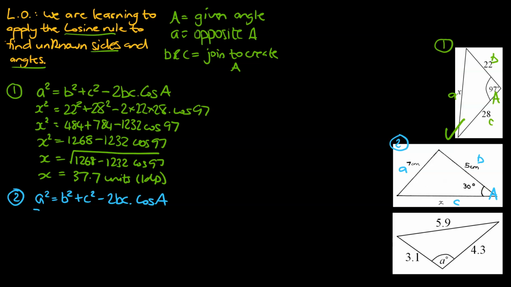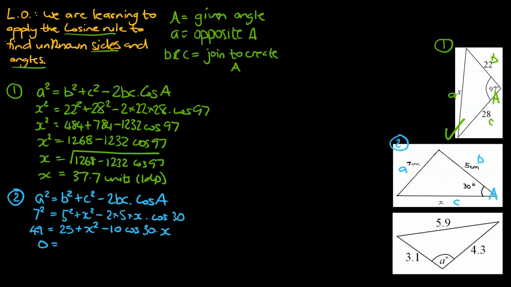Let's start. Similar process, start by substituting. So 7 squared will be equal to 5 squared plus x squared minus 2 times 5 times x times cos big A, which is 30 degrees. We then start our simplifying process. So 49 is going to be equal to 25 plus x squared minus 10 lots of cos 30, and that there is then times by x. We can then rearrange this, and hopefully a few of us have recognized we've got an x squared and an x, so we're actually going to be dealing with a quadratic when we're trying to find b or c.